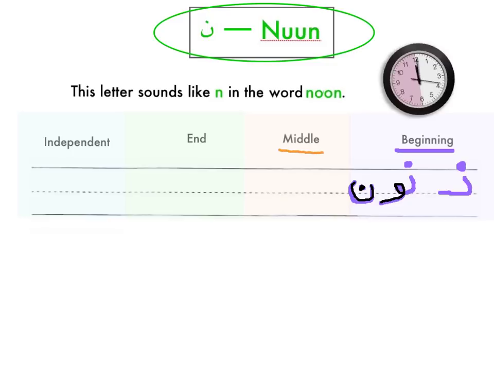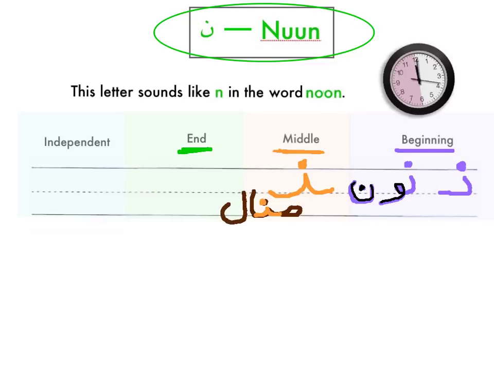In the middle, it's written like this. And it gets connected to both sides by these lines. An example is a girl named Manal. It's a popular Arabic girl's name.